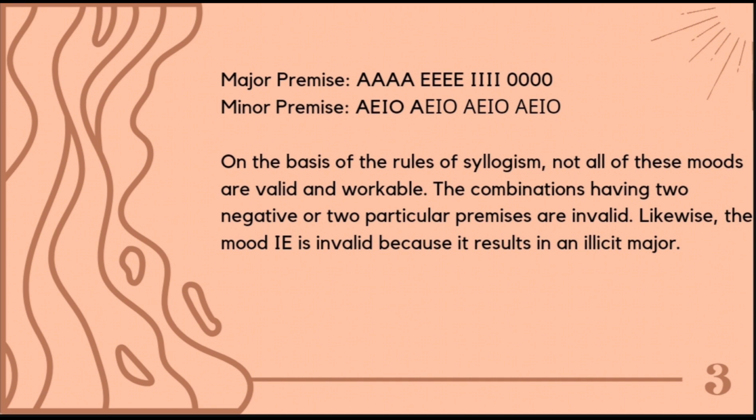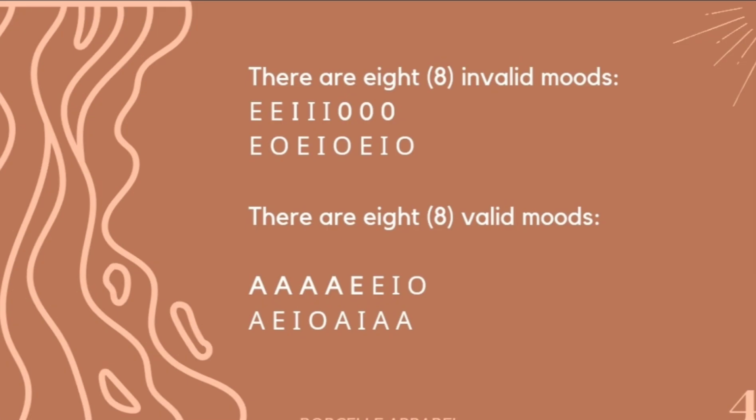Not all moods are valid and workable. The moods with two negative or two particular premises are invalid because they lead to contradictory conclusions. For example, in the mood IE, we have a universal affirmative major premise and a particular negative minor premise. This leads to an illicit major, which is a contradiction. There are 8 valid moods.